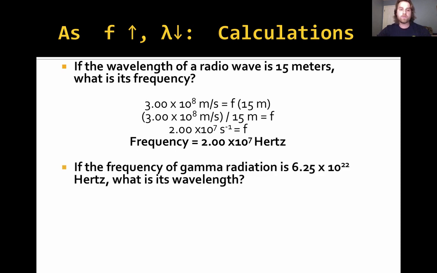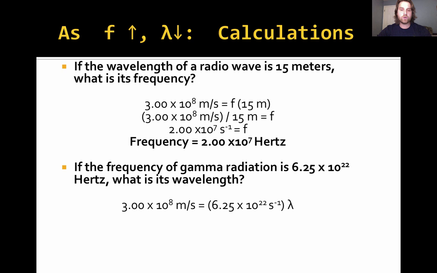Another example here is if the frequency of gamma radiation is 6.25 times 10 to the 22nd hertz, what is its wavelength? Okay, well, we already know that 3 times 10 to the 8th meters per second is our speed. That stays the same. And that is equal to frequency times wavelength. The problem here gives us the frequency at 6.25 times 10 to the 22nd. And we plug that in where the frequency goes. And we leave lambda, which is wavelength, blank.